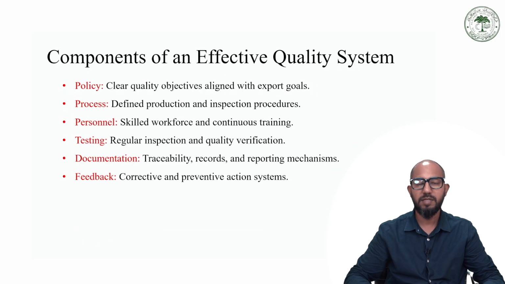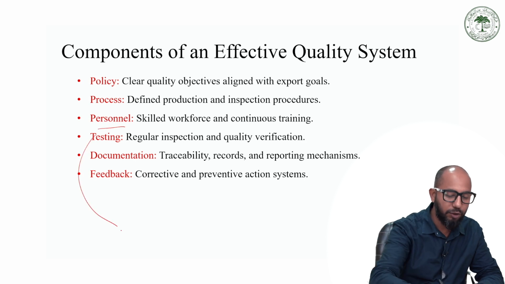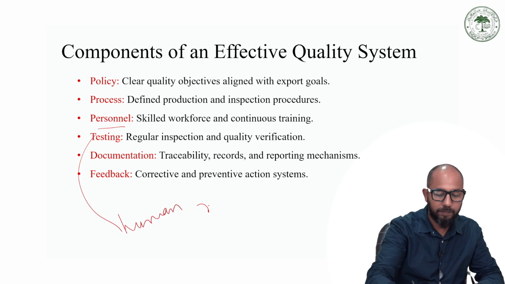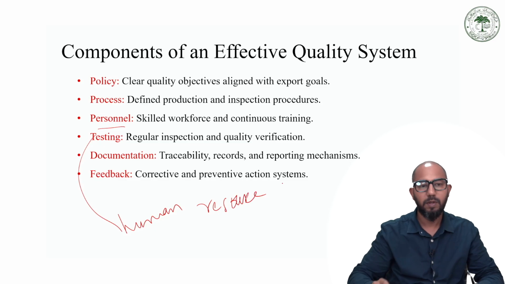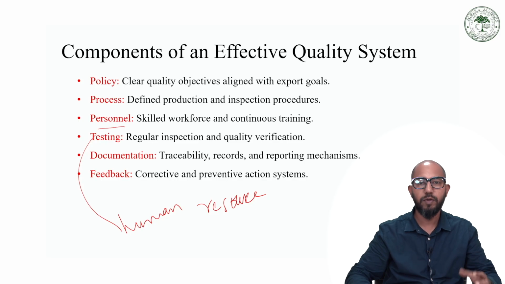Dear students, let us talk about components of an effective quality system. The first component is policy, that is, clear quality objectives should be aligned with export goals. The second is the process. There should be a clearly defined production process along with inspection procedures. The third is personnel, that is human resource, which refers to the skilled workforce which is required, with continuous training.